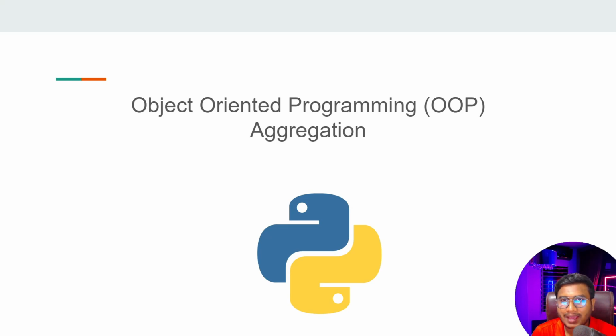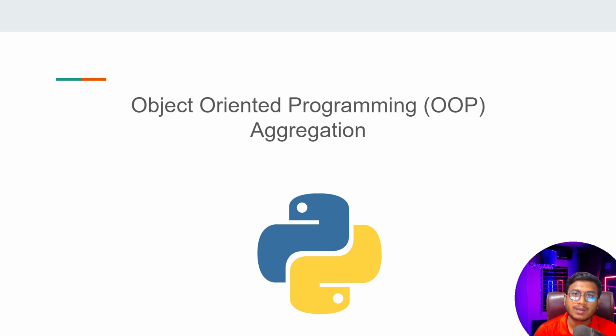Hello everyone, welcome back. In this video, we'll be discussing another new concept inside object-oriented programming called aggregation. Before starting with aggregation, let me tell you, whenever you are designing any kind of software or creating any application, you won't be creating only one class for that particular application. You actually create multiple classes. Let me give you one example.